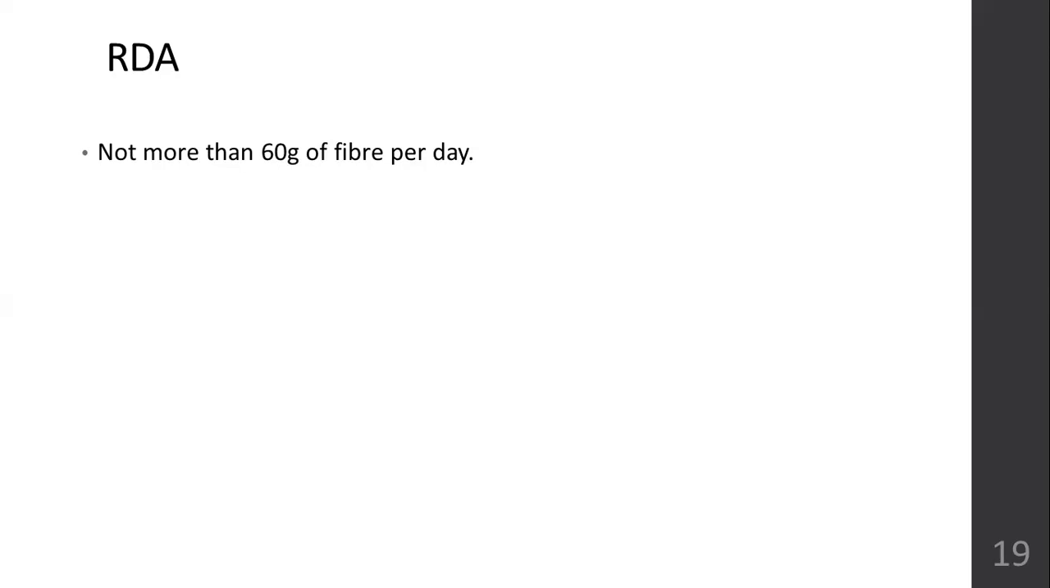And if your activity levels are moderate or heavy, the fiber intake will also be high. But for a sedentary man, 30 gram, for a sedentary woman, 25 gram. And for anyone, whatever your weight, whatever your lifestyle, don't take more than 60 gram of fiber per day.